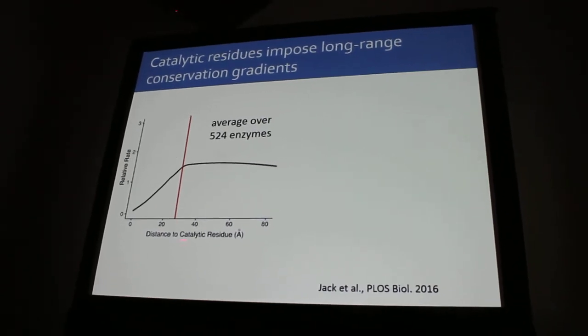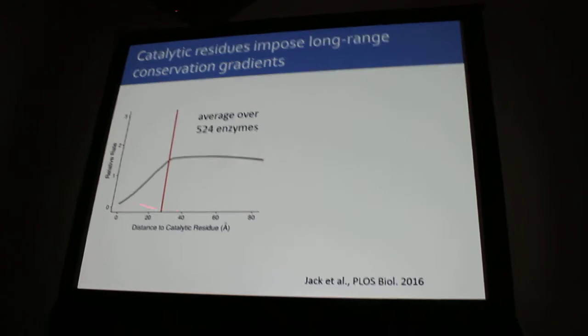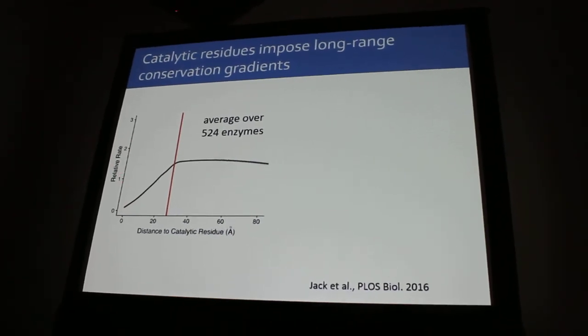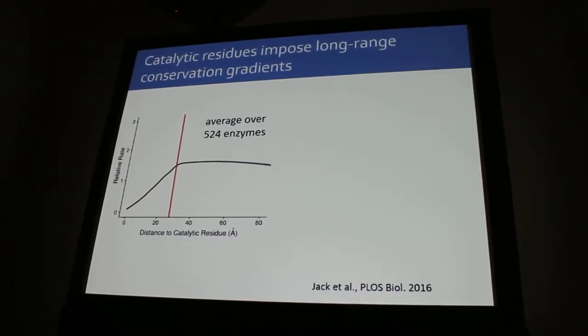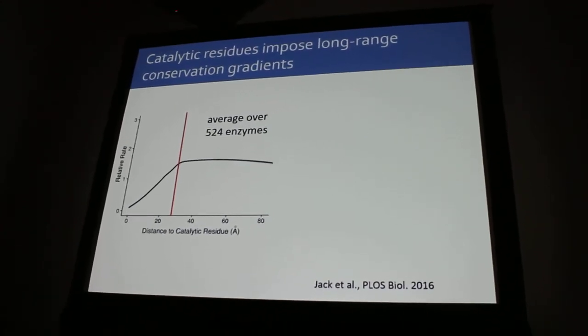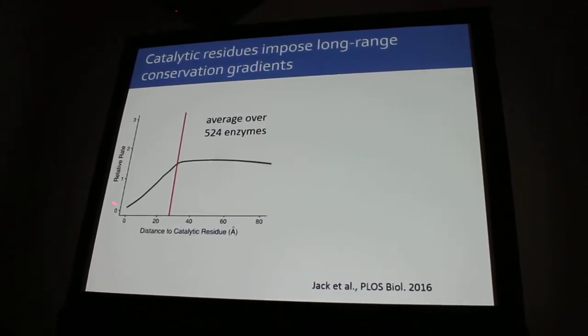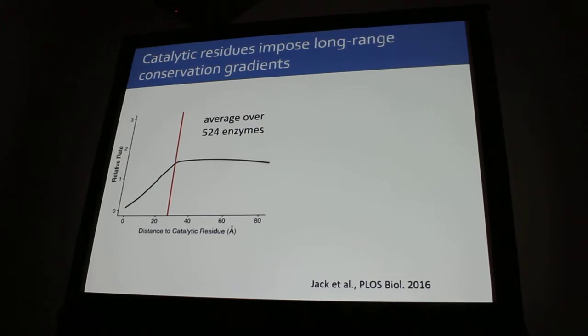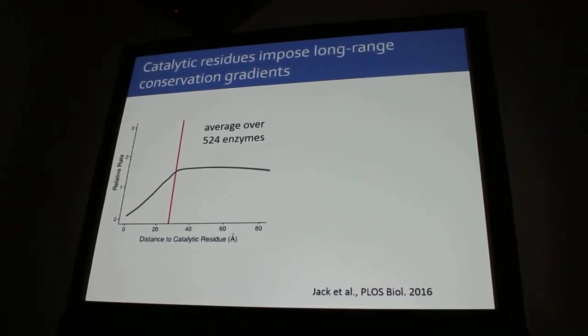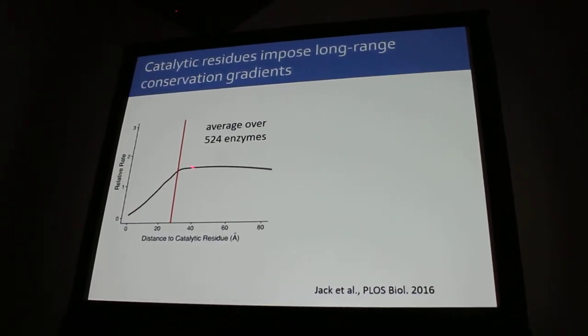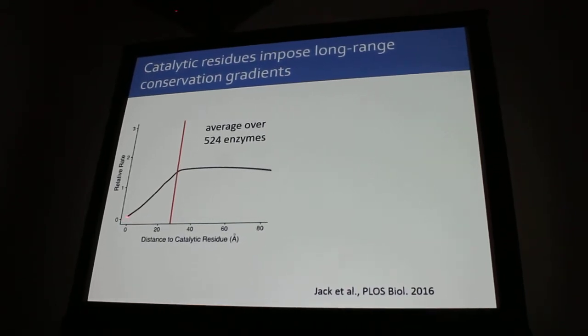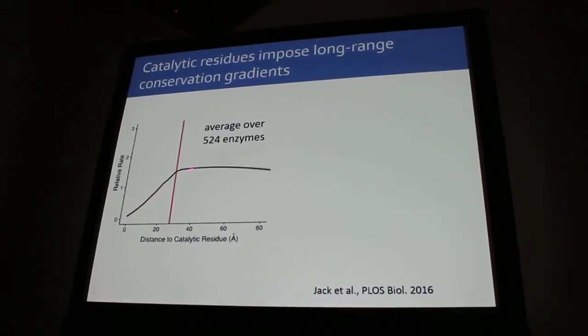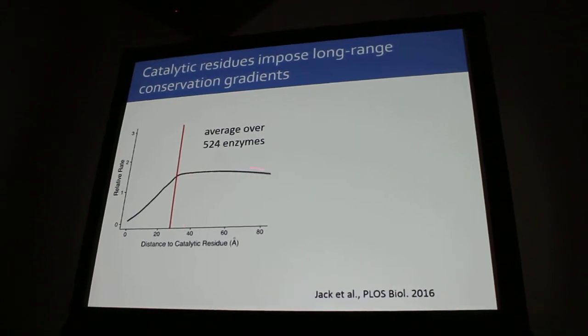Down here we have the distance to the catalytic residue in angstroms, and here we have the relative rate. So 1 means it's the average rate of the protein that you're looking at, right? 0 means it's basically conserved, and then above 1 means it's faster than average. And you see this almost linear dependence on the distance to the nearest catalytic residue out to about 30 angstroms, and then it levels off.